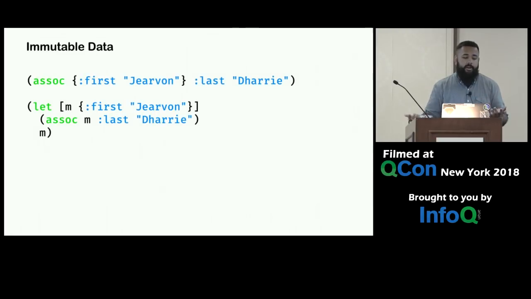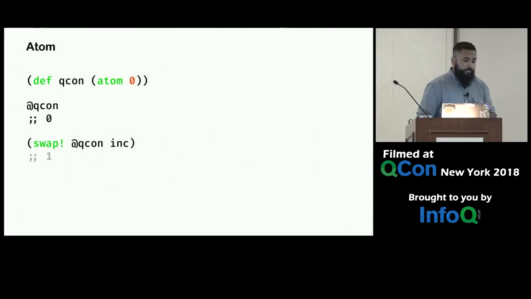And then the other part of that is immutable data. By default, Clojure provides immutable data structures. Here you can see that we're using the assoc function. I'm associating my last name into this map, and it's going to return a new map with my first and last name in it. And the second thing of that function is me returning m, and m will still be the same map that I started with. I'll show this in a little bit, in live coding.